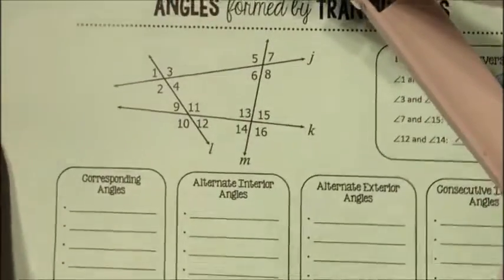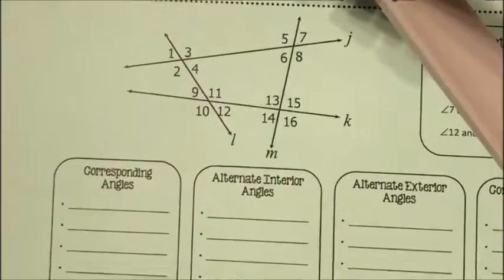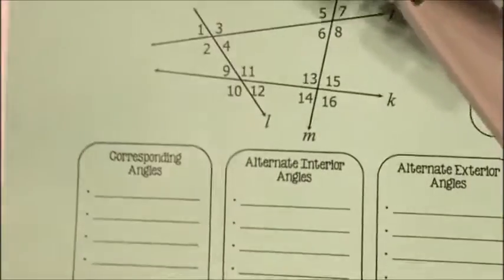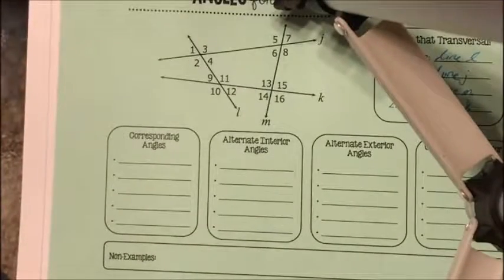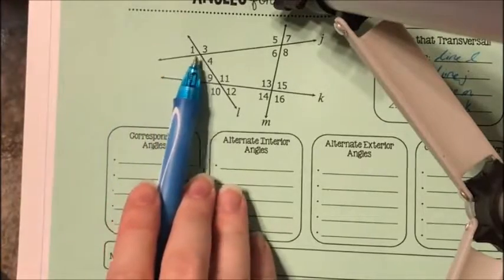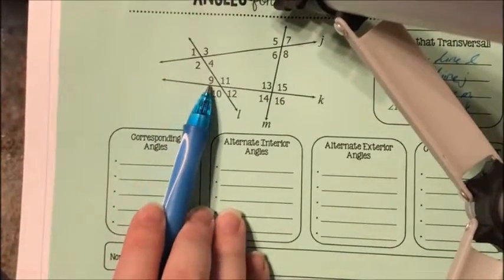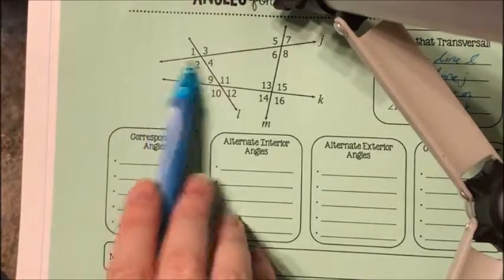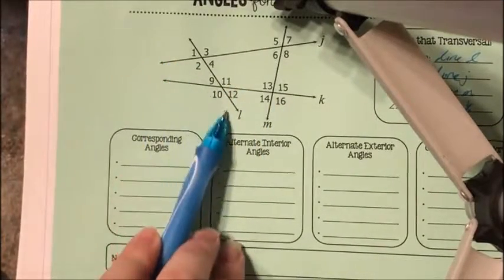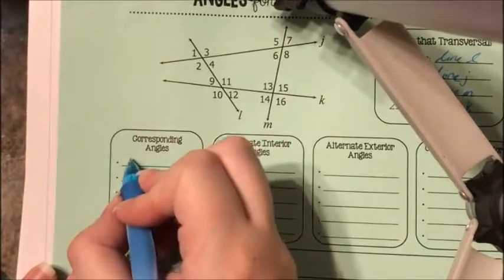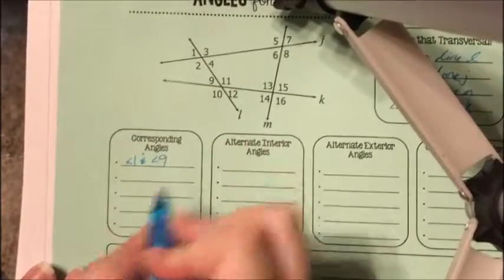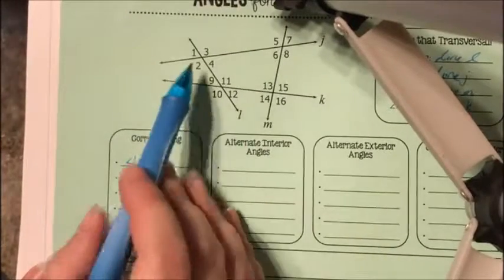Now I want to name some corresponding angles. So, corresponding angles are angles that are cut by the transversal, but they're on the same side. So, one set of corresponding angles is 1 and 9. We can see that here's my line, they're cut by L. They're on the same side, they're both on the top. So 1 and 9 are corresponding angles.